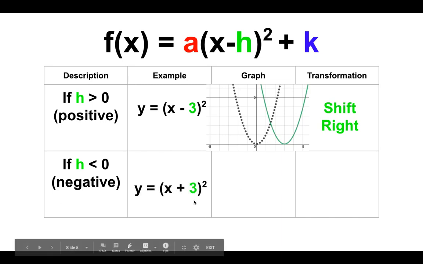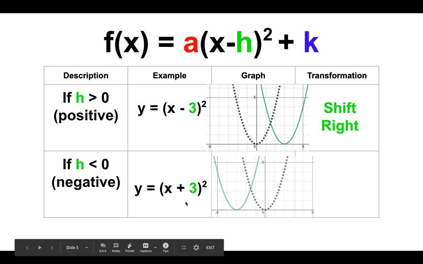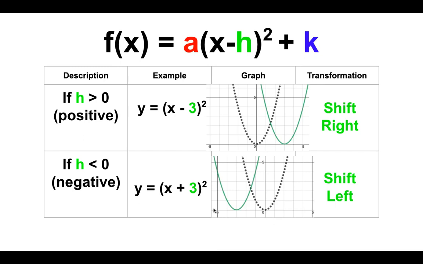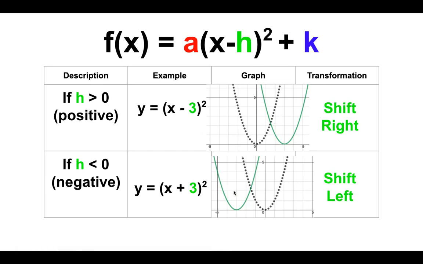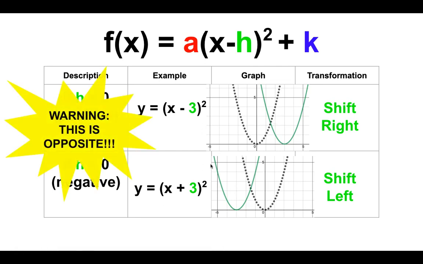If we have x plus 3 squared, it looks like it should be going right, but as you can see from the graph, it actually shifts left. This is very important. Looks like it's going left, but it moves right. Looks like it should be going right, but it moves left. This is a warning to be cautious that this is opposite.